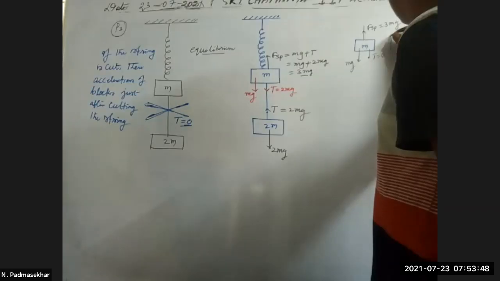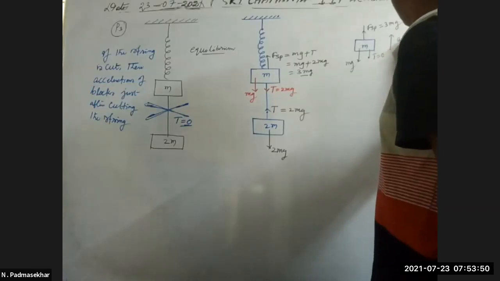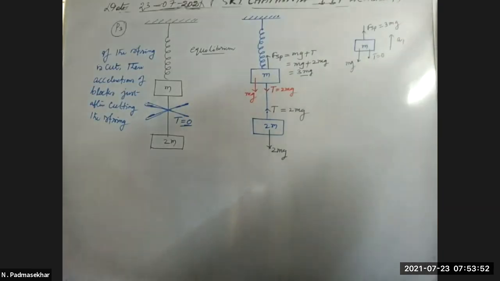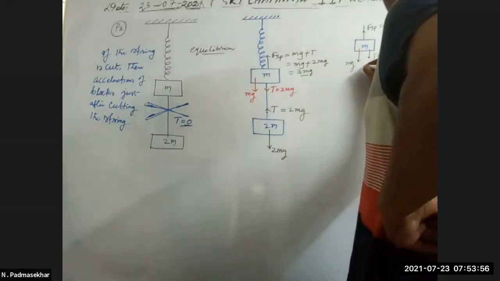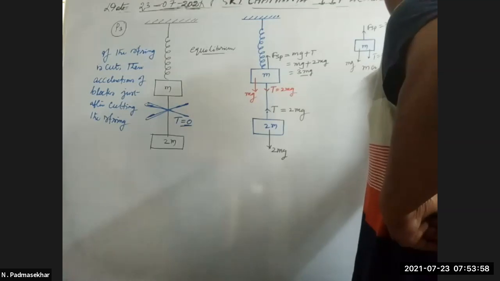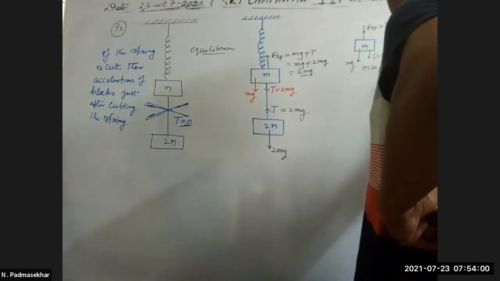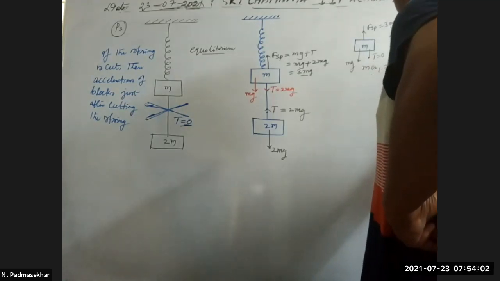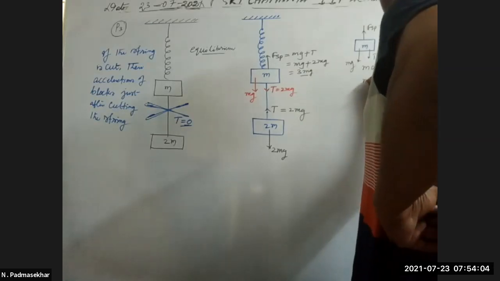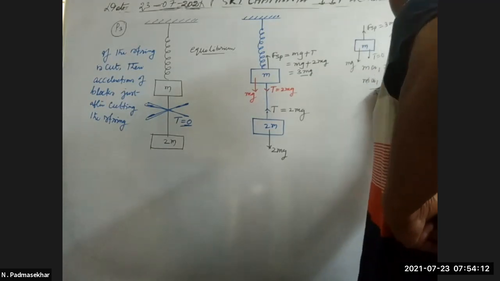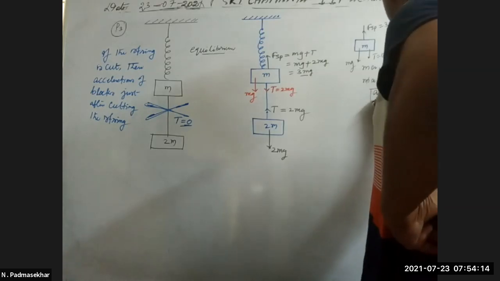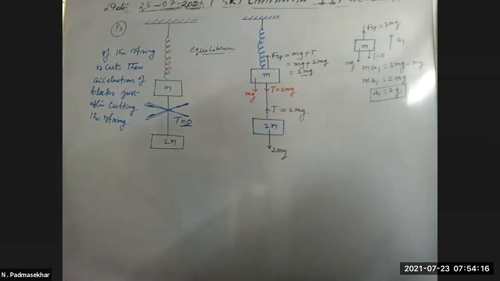No doubt this block is going up with acceleration a1. So what is the acceleration of that block? ma1 is equal to 3mg minus mg. So ma1 is equal to 2mg. So a1 is equal to 2g. This is the acceleration of the first block.